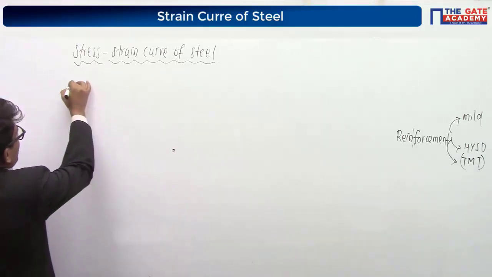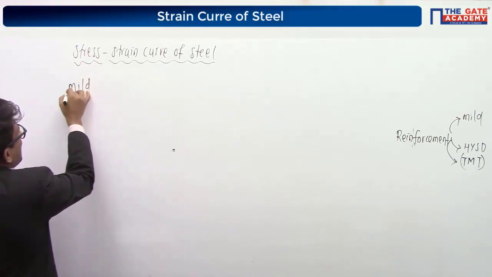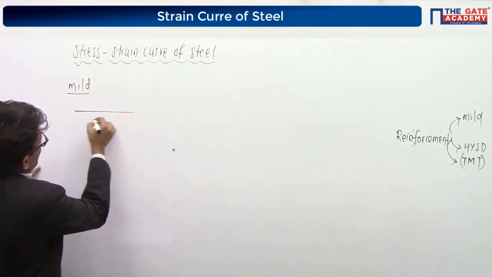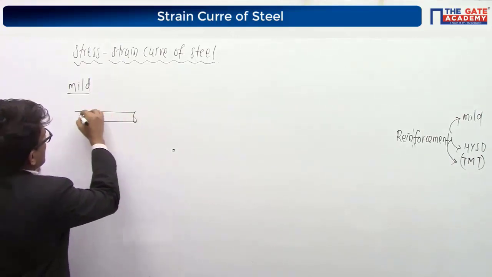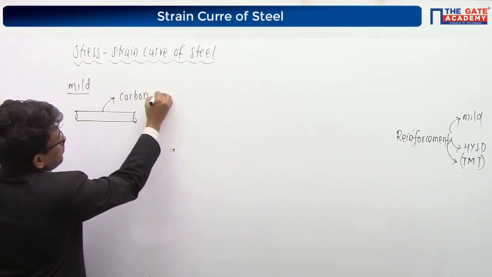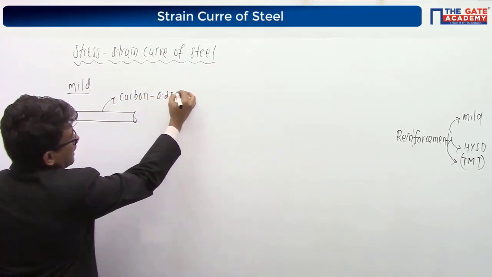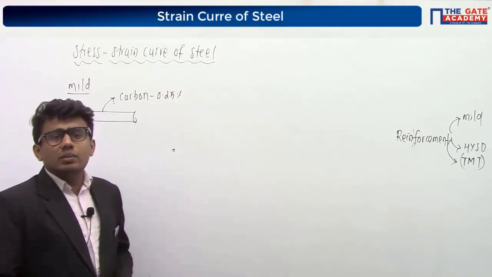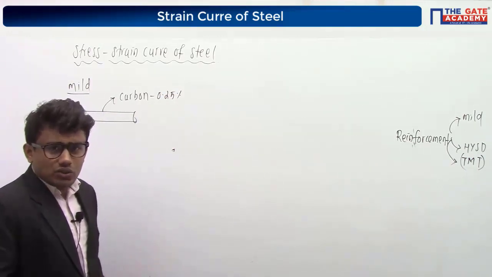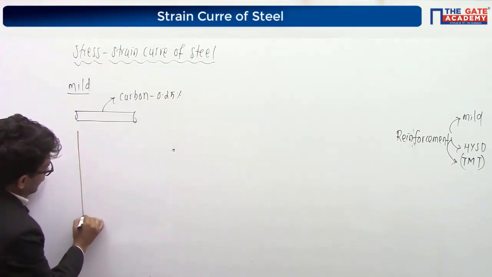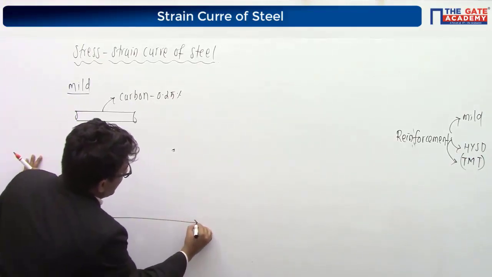First, if I talk about the mild steel bar, we already know about this mild steel bar, right? Mild steel bar means we will be having the bar like this. Surface is smooth. Carbon content will be around 0.25%. That is less carbon content, so it will have less strength. Ductility will be more. We already know the stress strain curve of this mild steel bar, so we have discussed it.